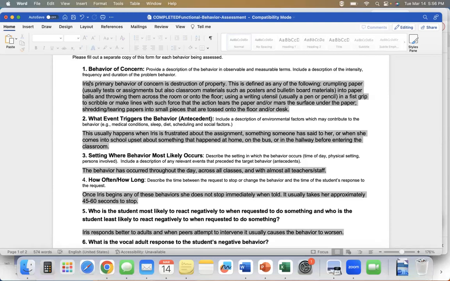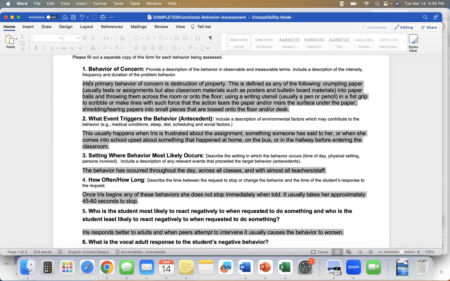How often and how long? This is what we would refer to as latency in behavioral terms. So how long does it take between the request to stop and the student's actual response to that? So once Iris begins these behaviors, she does not stop immediately when told. It usually takes approximately 45 to 60 seconds to stop.